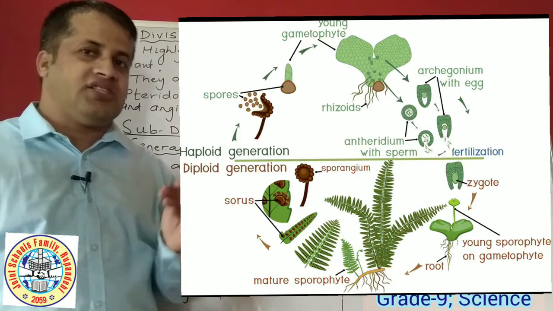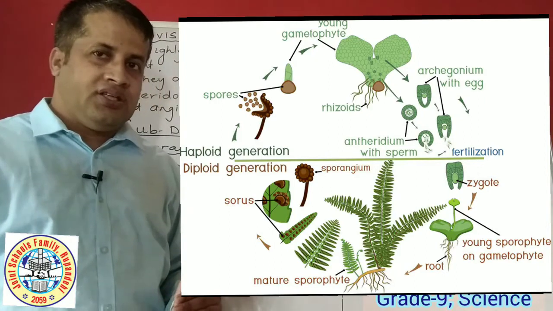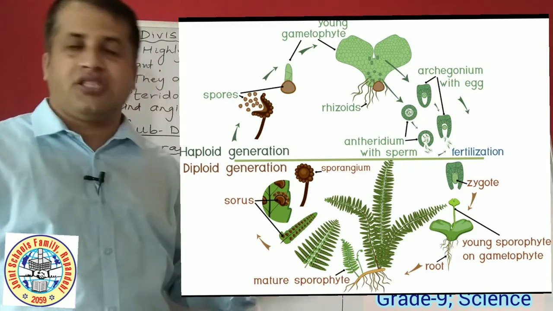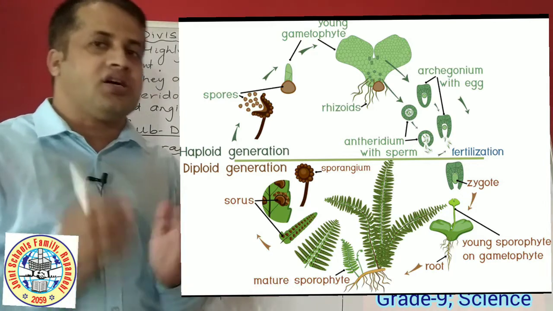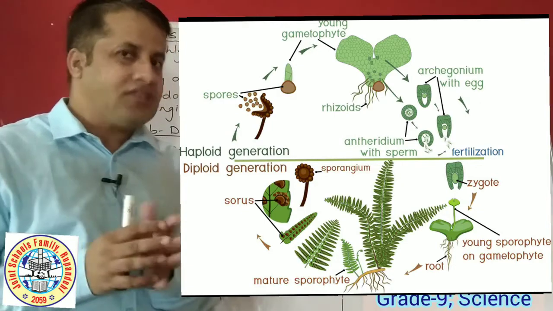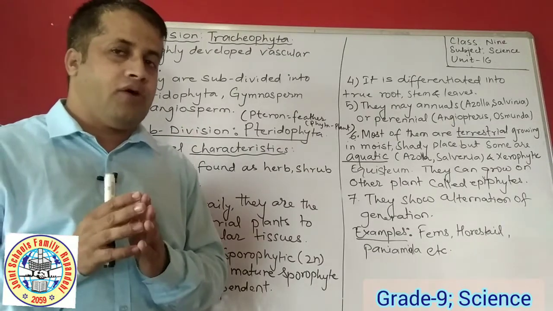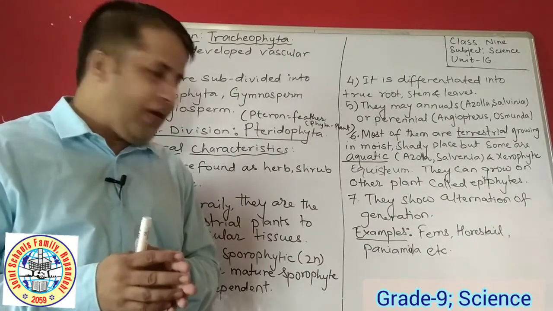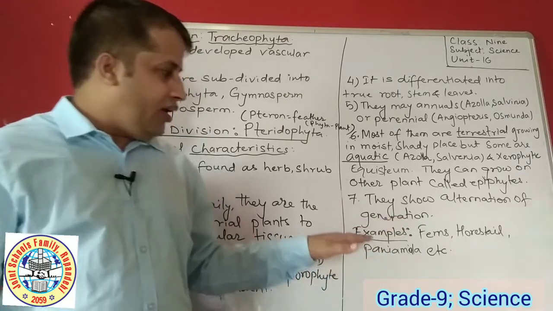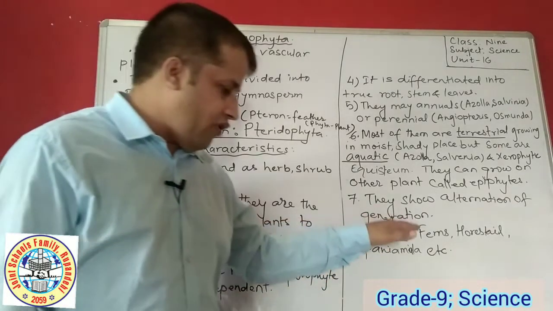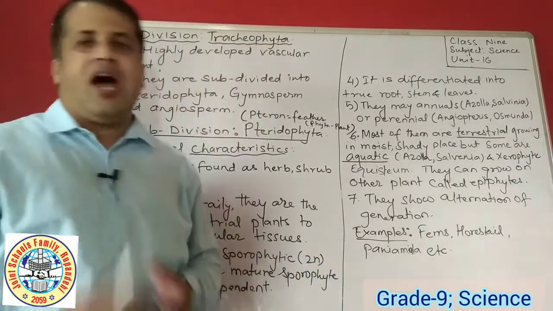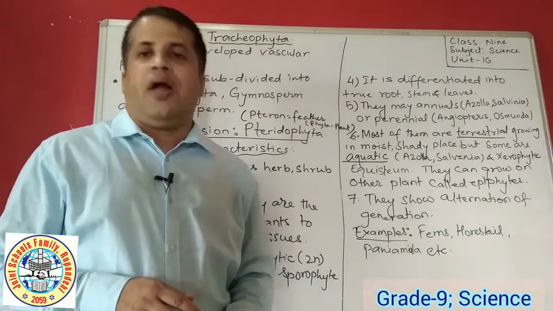Now the last characteristic is that they show alternation of generation, meaning the gametophytic stage, with formation of gametes and haploid stage, as well as the sporophytic stage, that is the diploid stage, occur one after another to complete their life cycle, which is known as alternation of generation, about which we have studied earlier also. These are the characteristics of pteridophyta. Examples are ferns, horsetail, and so on.